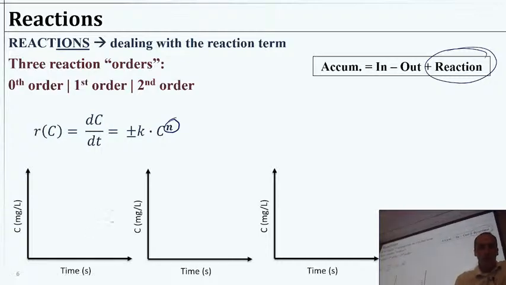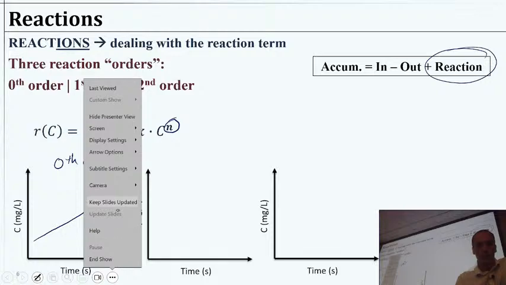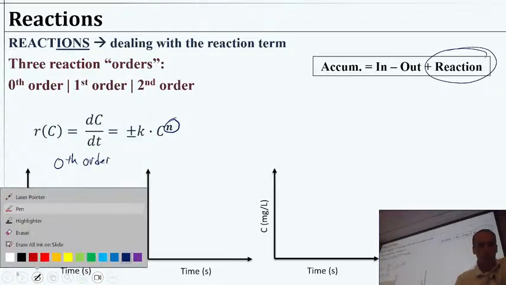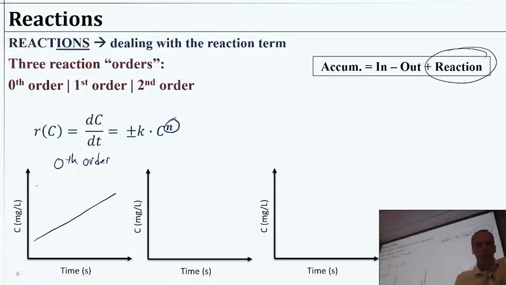Okay, so if we plot that, for a zero order reaction, which could be a growth or decay, if we plot the concentration versus time, we'll start somewhere and we'll be gaining some steady amount over time. And if we have a negative, a decay reaction, likewise, we could just have some steady decay over time.